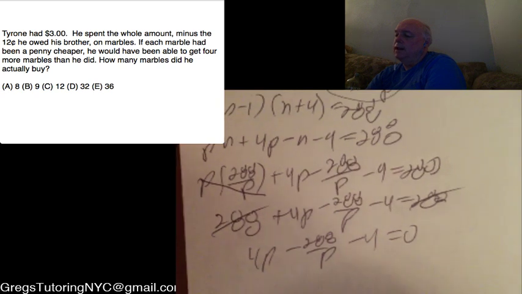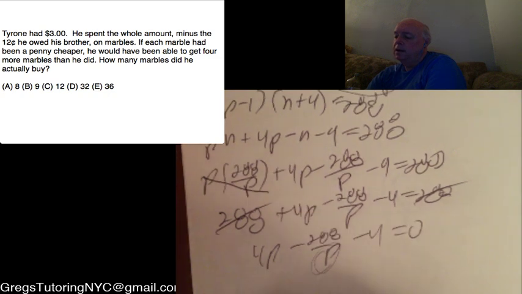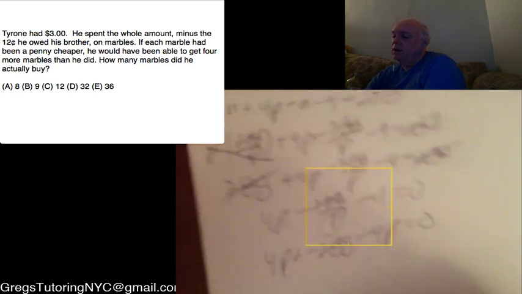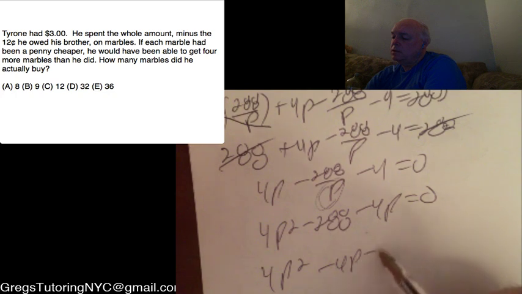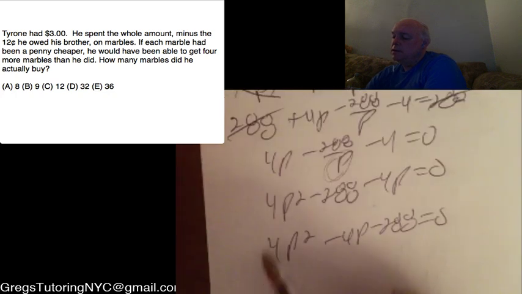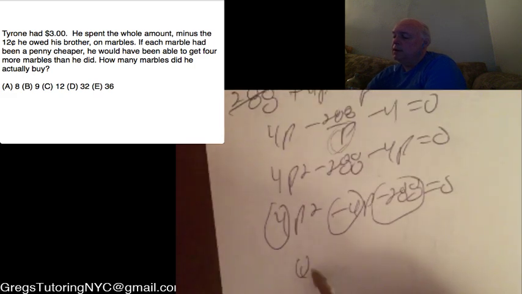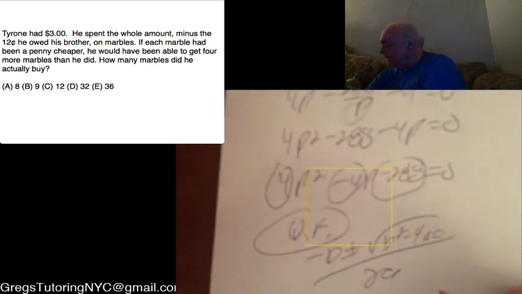And everybody's like, what the heck is going on here? Well, if we want to get rid of this p here, we multiply both sides by p, and we get 4p squared minus 288 minus 4p equals 0. And if we put it in normalized order, we get 4p squared minus 4p minus 288 equals 0. This is our A, this is our B, this is our C, and we do the quadratic formula, you know, minus b plus or minus the square root of b squared minus 4ac, over 2a. If we plug all those in, we will end up getting the right answer.